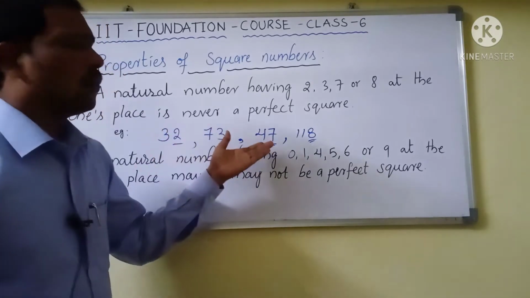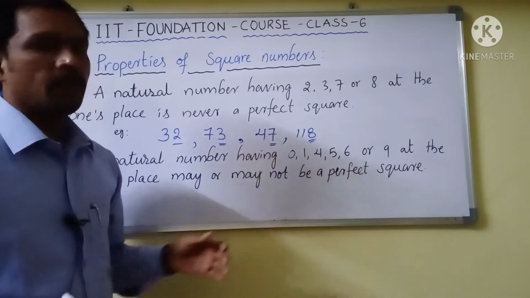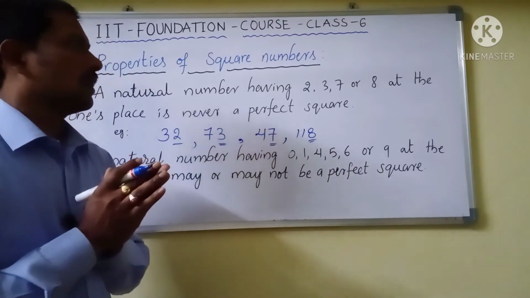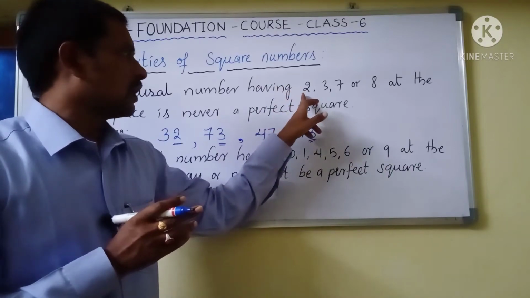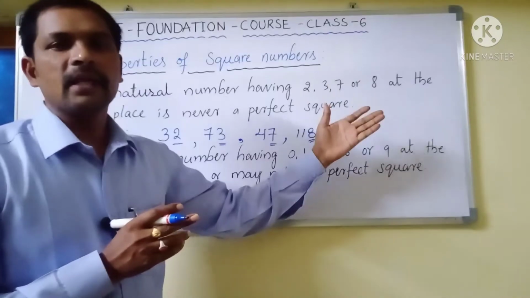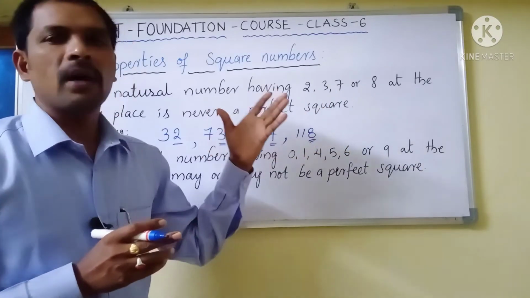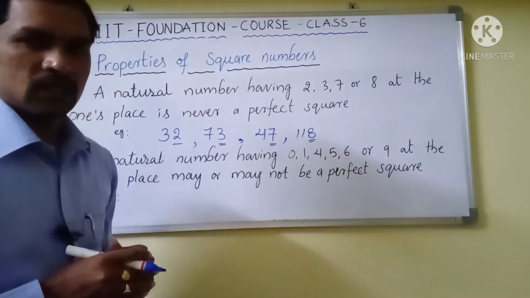These are a few examples. We can write many numbers. The numbers which have either 2, 3, 7 or 8 in the units place are not going to be perfect squares.